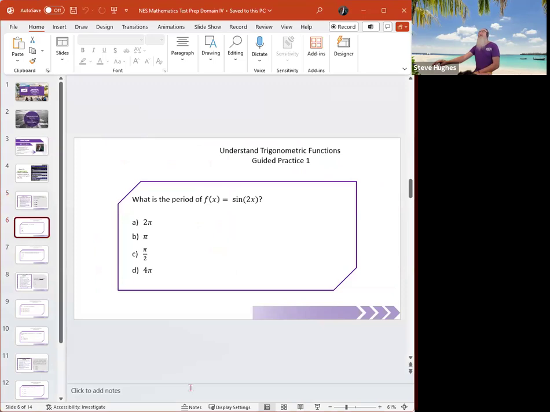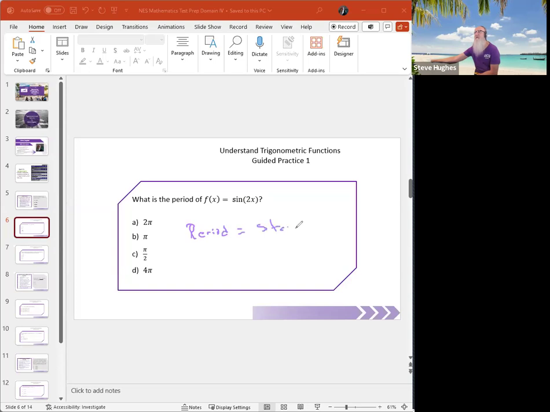All right, next, what is the period of sine 2x? What's the key to this one, everybody? Okay, the key is to know the period formula, right? So the period is equal to the standard period, right? Whatever that is, standard period over the absolute value of b.